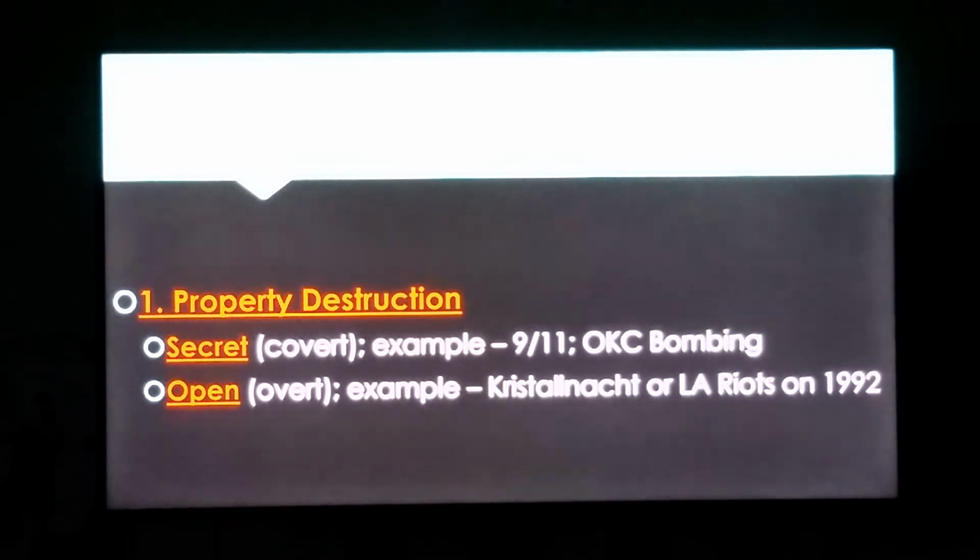Open types. So the Kristallnacht, right, which is an overt type of property destruction. They were protesting what they saw as Jewish corruption and all that sort of stuff we just talked about in the last unit, but that was very obvious, very open. Same with the LA race riots in 1992 after the Rodney King beating and acquittal. Though they didn't try to hide any of their frustration there, right? It wasn't a secret plan. They started rioting as soon as that non-guilty verdict came down.